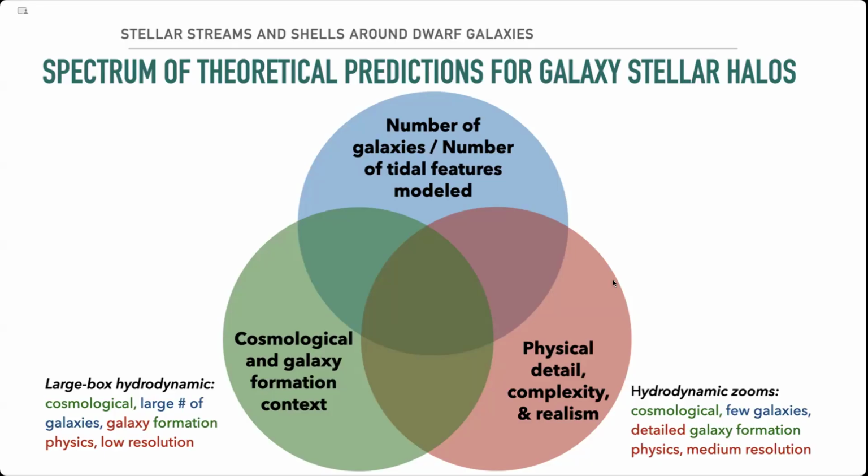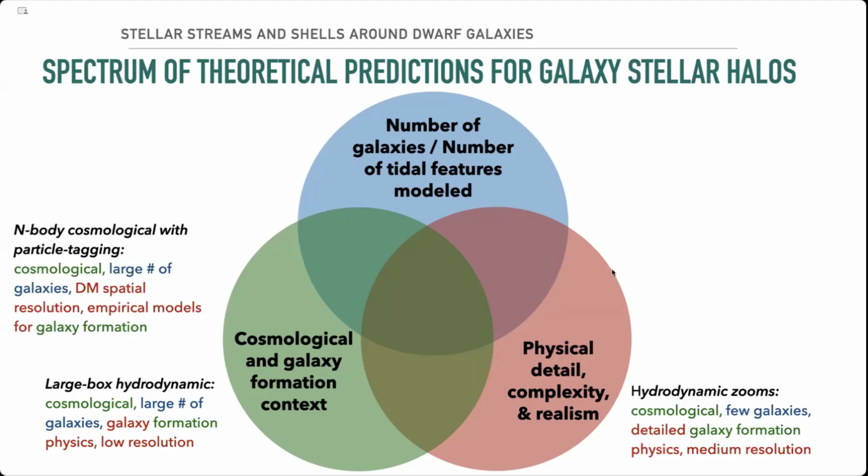On the other side, we have hydrodynamic zoom-in simulations that put in as much of the galaxy formation physics as they can. They have higher resolution, but they can do only very few galaxies. And in this case, you could focus completely on the evolution of a dwarf galaxy and look at its satellites.